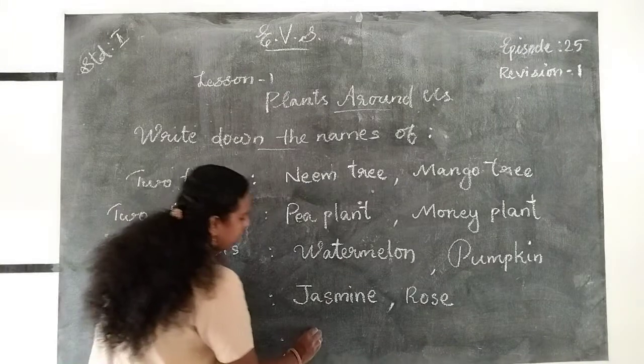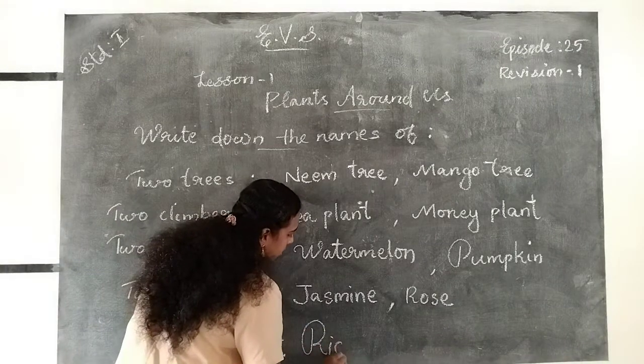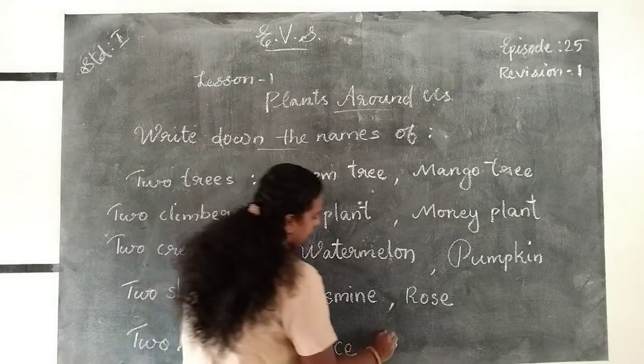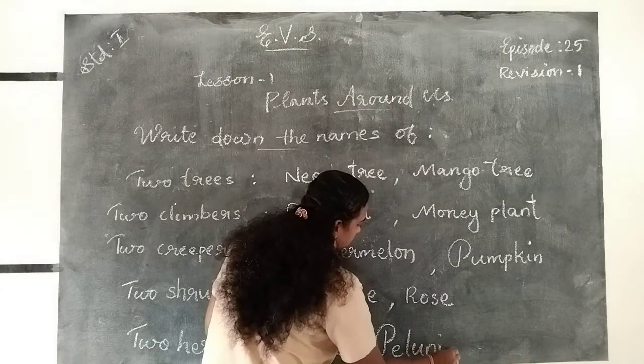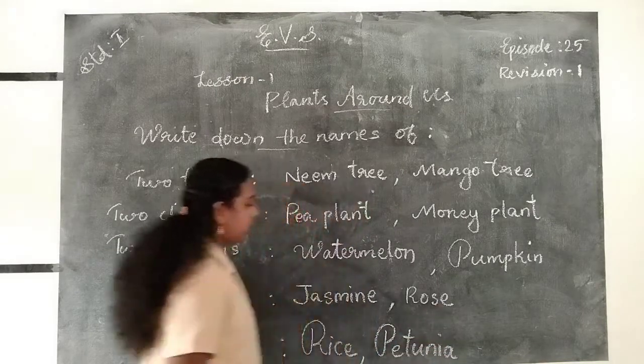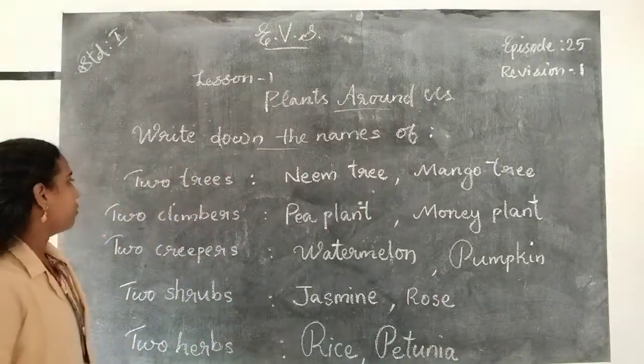Then write the names of any two herbs. Examples for herbs are rice and petunia. Okay, so these are the examples for two herbs.